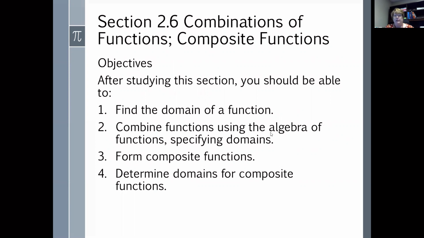So after studying this section, you should be able to find the domain of a function, combine functions using the algebra of functions, so adding them, subtracting them, multiplying them, and dividing them, and we need to specify the domain after we've combined them. You should be able to form composite functions, and when you form composite functions, determine the domain for those composite functions.